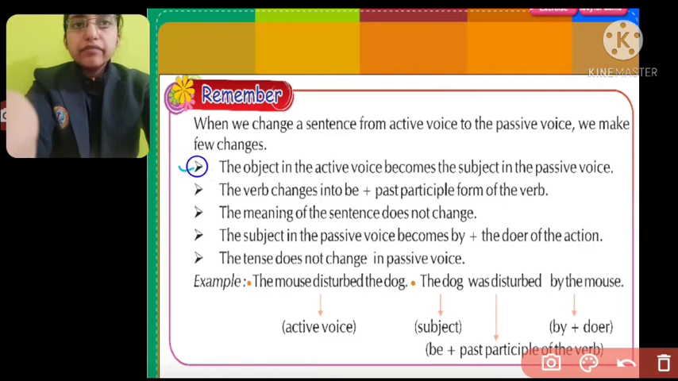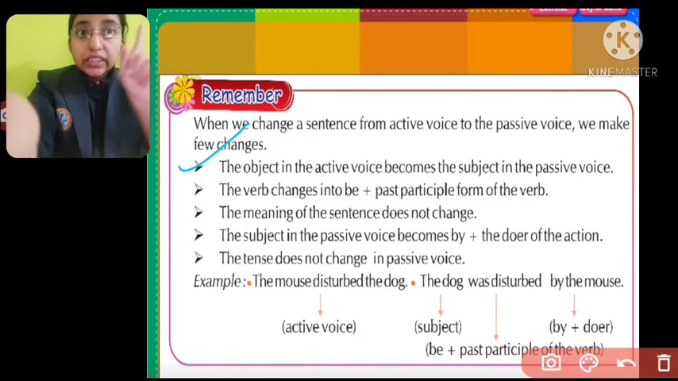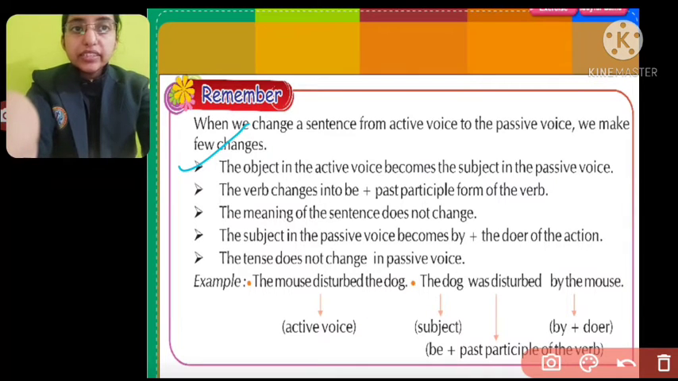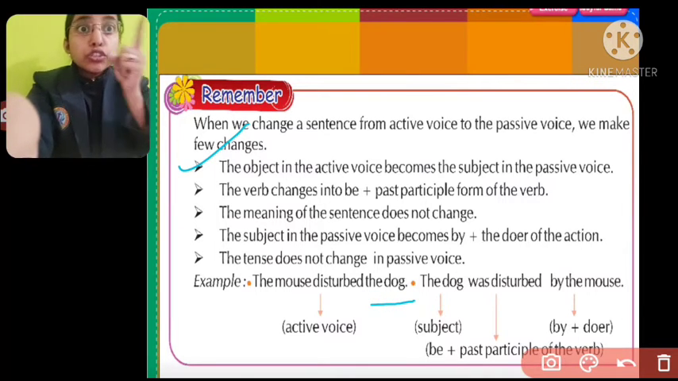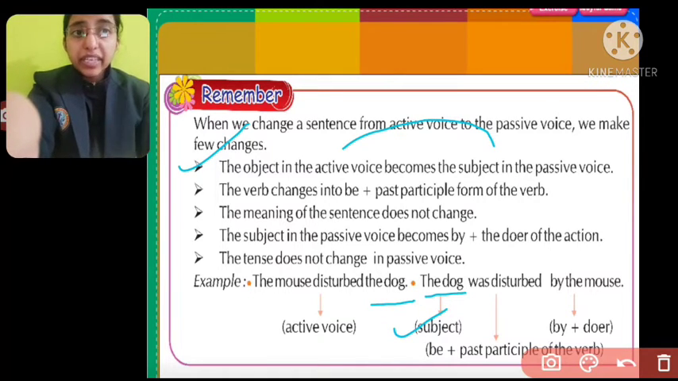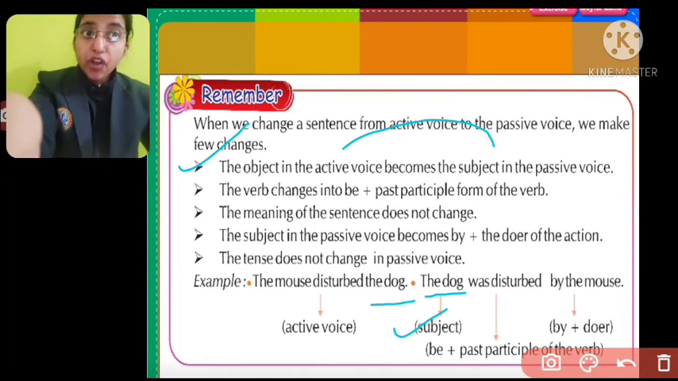So let's see the first point. Okay, the object in the active voice. So the object here is the dog. Okay, the object in the active voice becomes the subject in the passive voice. So here the dog became subject. See, यहाँ पे नीचे ब्रैकेट में लिखा है ना subject. तो ये बन गया subject in passive voice.